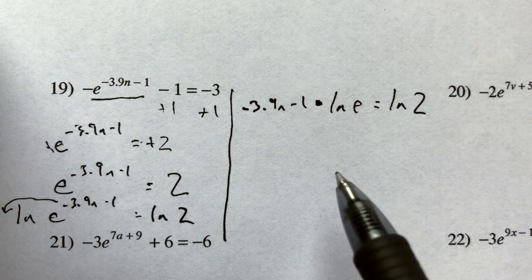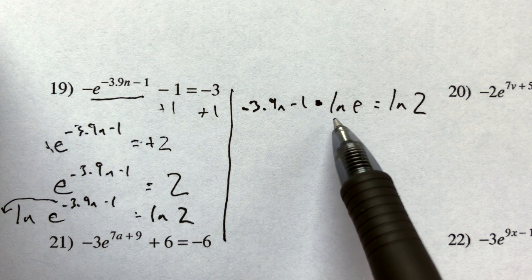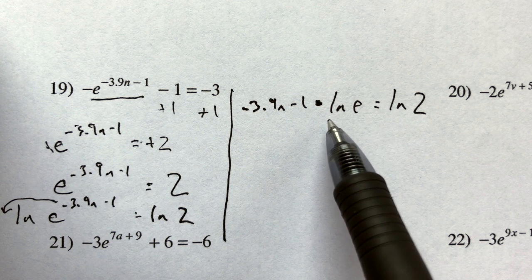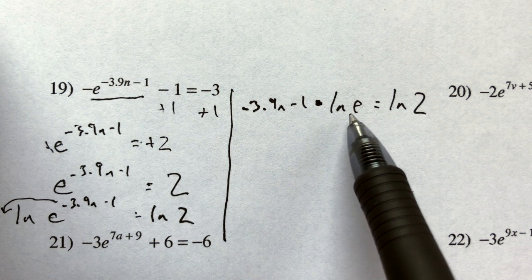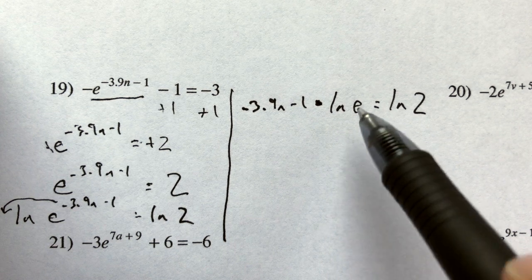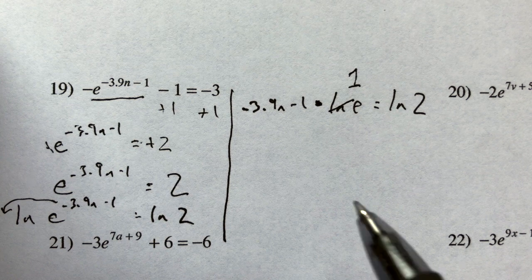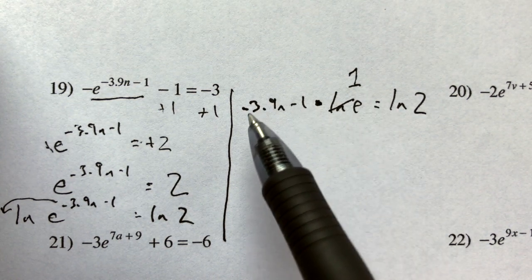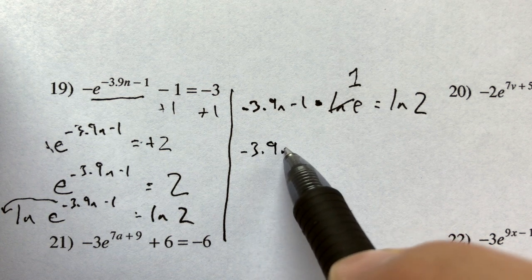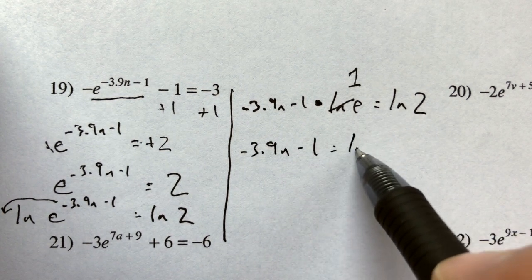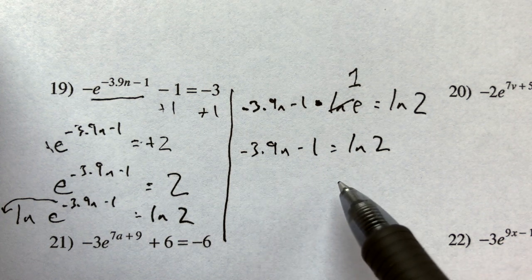Okay, now, the nice thing about natural logs and e is they go together, right? This ln means we're talking about a log of a base of e. And so this is asking, what power of e makes e? Well, e to the first power. So this thing is just a fancy way of writing the number 1, okay? And since we're multiplying by 1, it doesn't change any of this stuff. So really, it's kind of like it cancels out, and we just get negative 3.9n minus 1 equals the natural log of 2. And then this is just back to a 2-step algebra 1 equation.